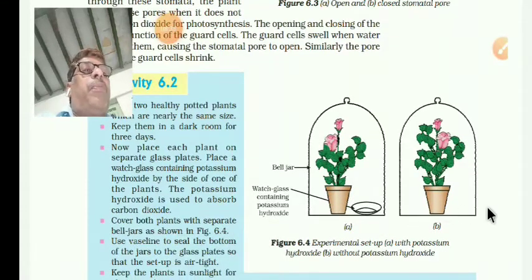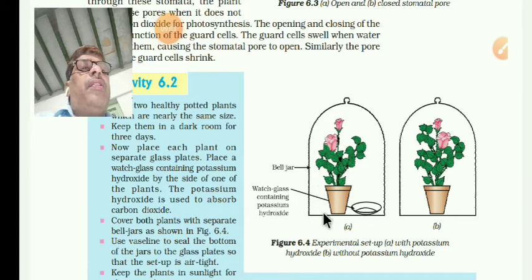See the plants here, with potassium hydroxide and without potassium hydroxide. Near this plant, the watch glass contains potassium hydroxide, and here there is no potassium hydroxide. Do you know why they are keeping the potassium hydroxide? Because the potassium hydroxide is used to absorb the carbon dioxide.